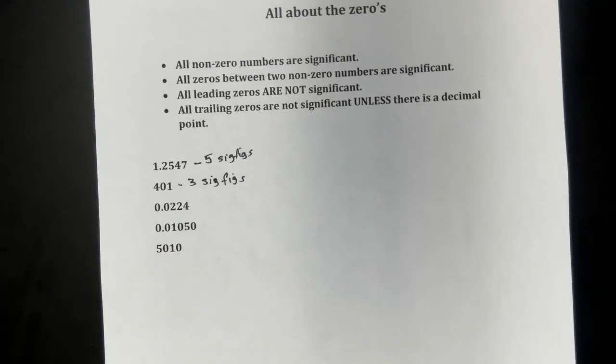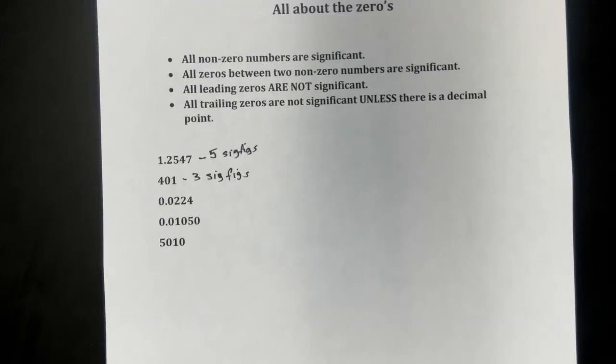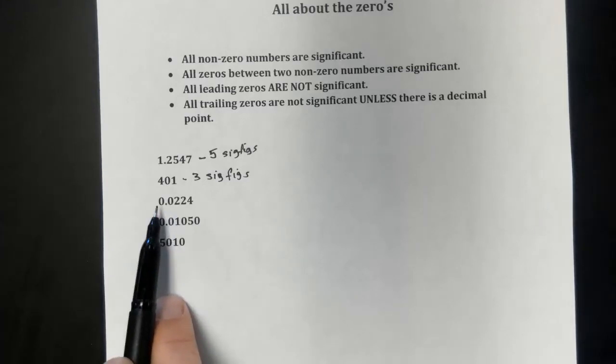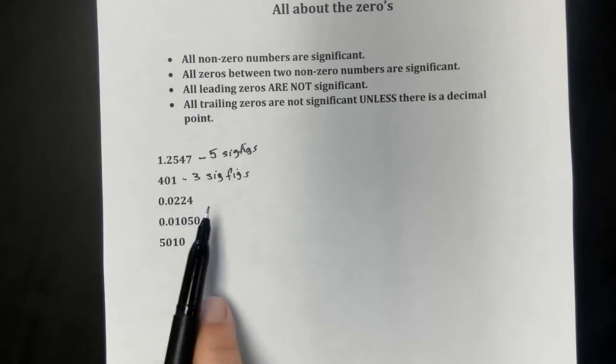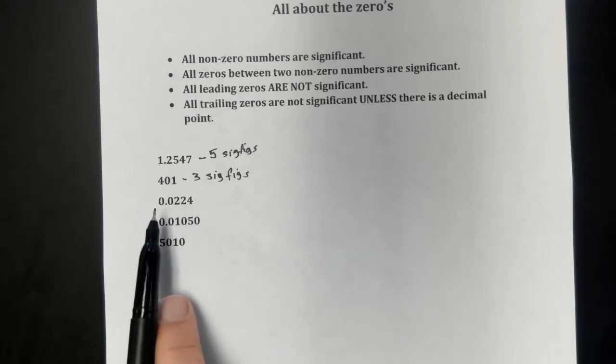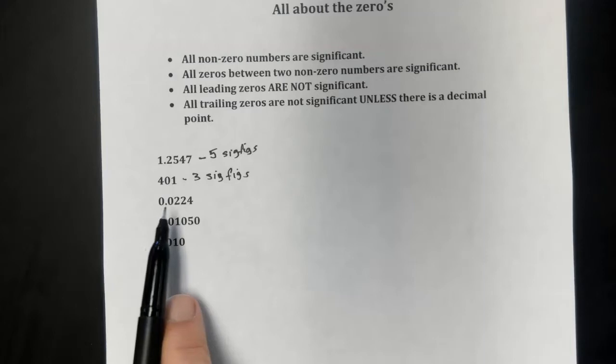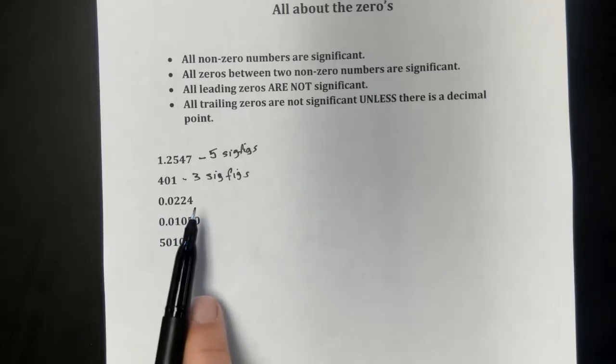What about the next one? All leading zeros are not significant. Well, this is what we mean by leading zeros. We read typically from left to right. So these are considered leading zeros. Both of these zeros are leading zeros. In all cases, there are no exceptions to this rule. All leading zeros are not significant. So in this value, we only have 3 significant figures.